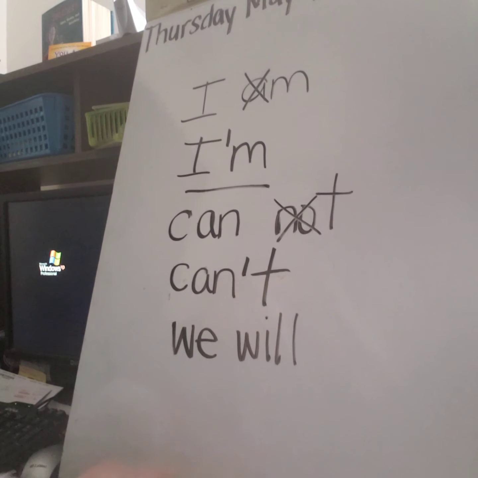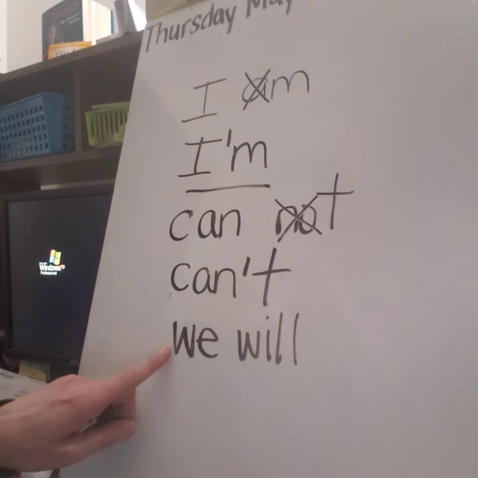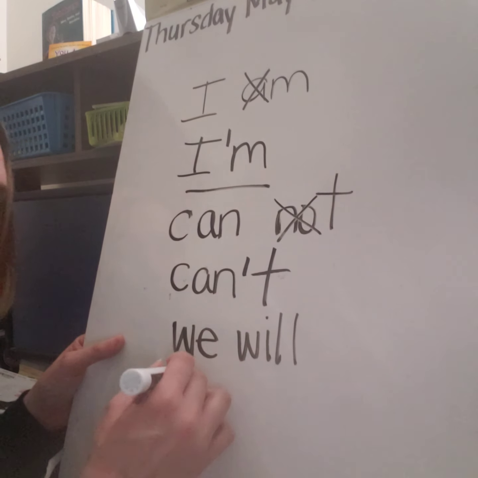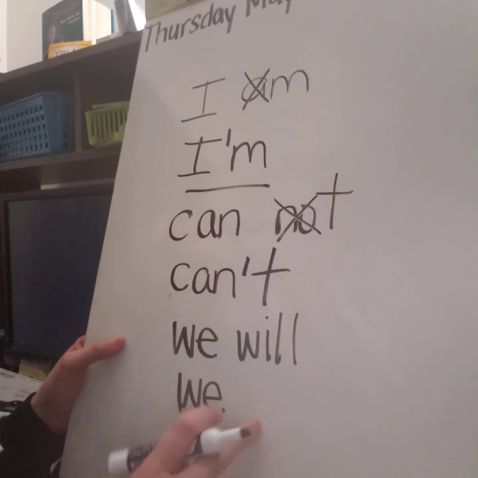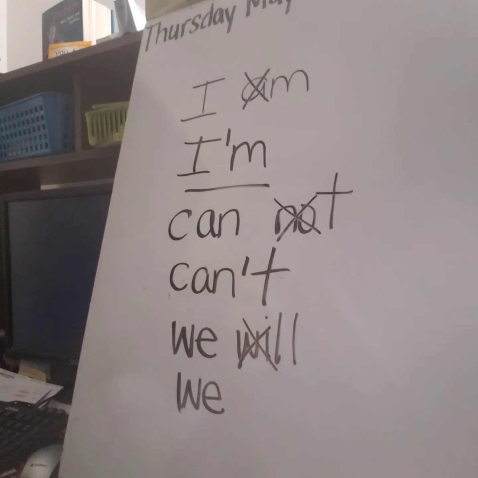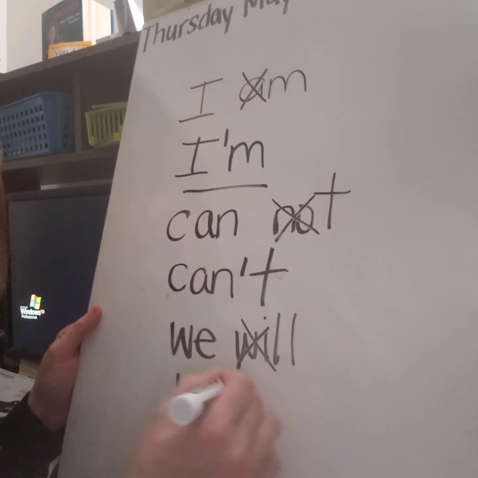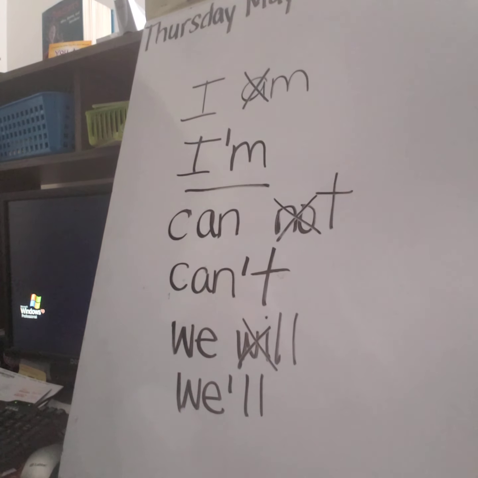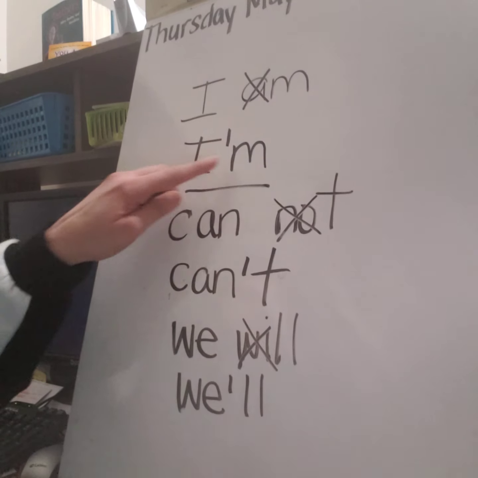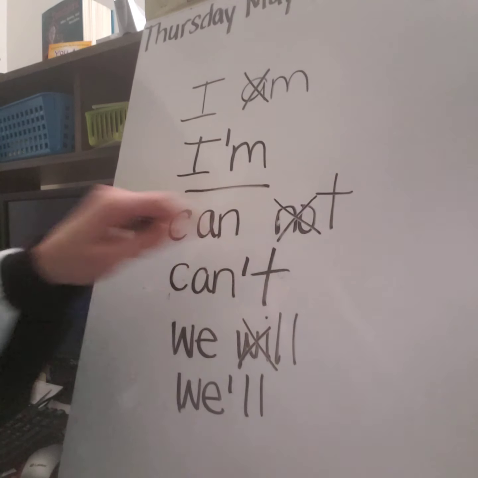Then I have we will. I want to put these two words together. I want to make we'll. So I know by now I use the entire first word, which is we. Now I want to make we'll. I don't need that W. I don't need the I. In its place, I put an apostrophe. I bring over my double L. We'll.